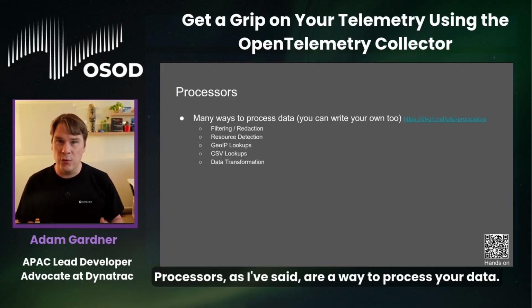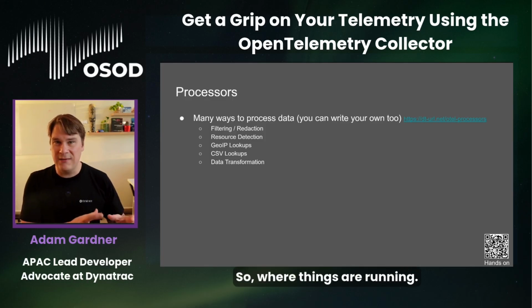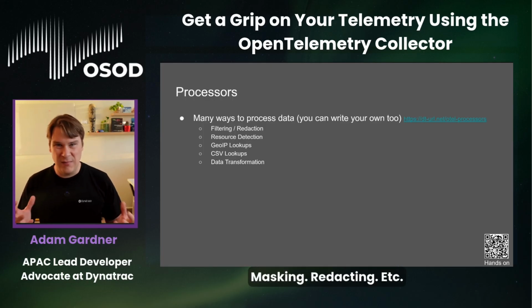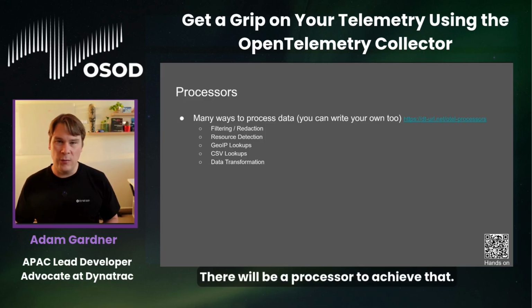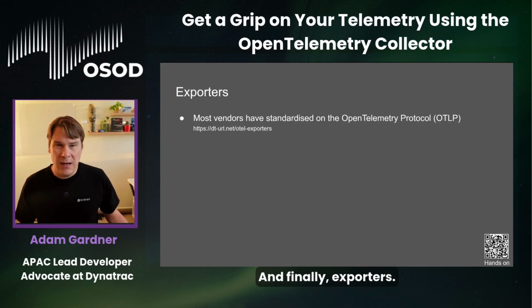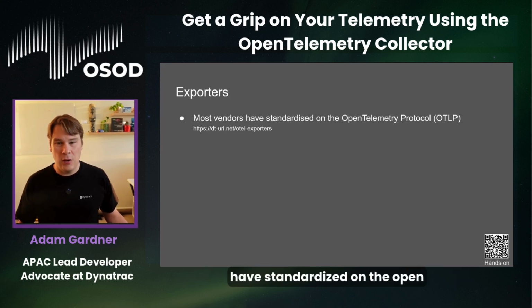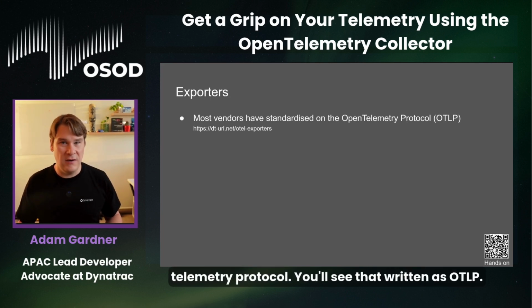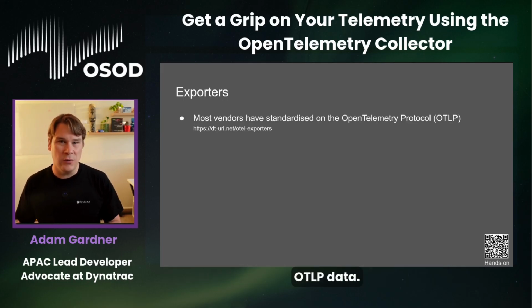Processors, as I said, are a way to process your data. That's filtering, redacting, detecting the resources, so where things are running, GeoIP lookups, CSV lookups, data transformations, masking, redacting, etc. Again, pretty much anything you can think of, there will be a processor to achieve that. We're going to touch on most of these today. And finally, exporters. There are, again, a number, but most vendors and observability backends, to be honest, have standardized on the OpenTelemetry protocol. You'll see that written as OTLP. So most observability vendors will accept OTLP data.